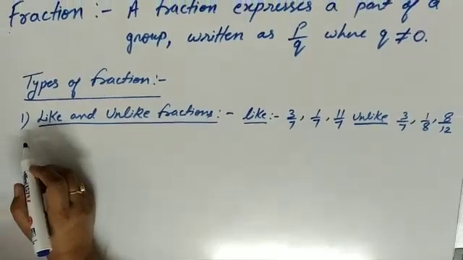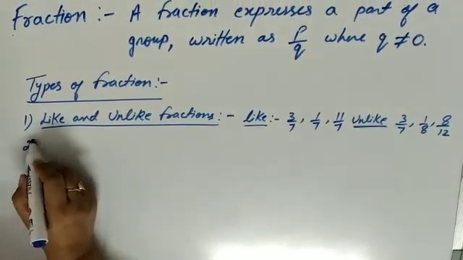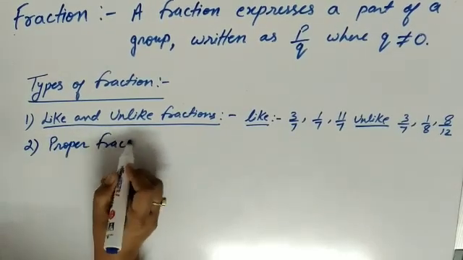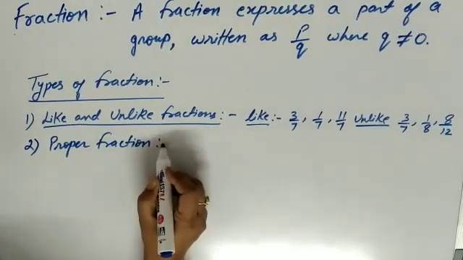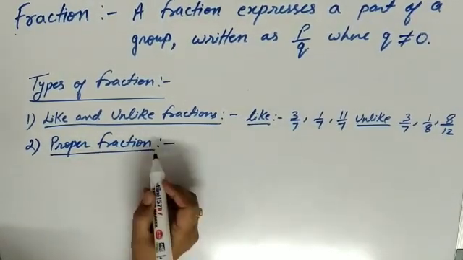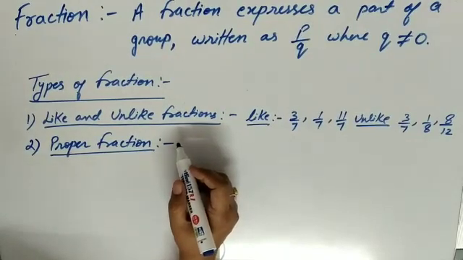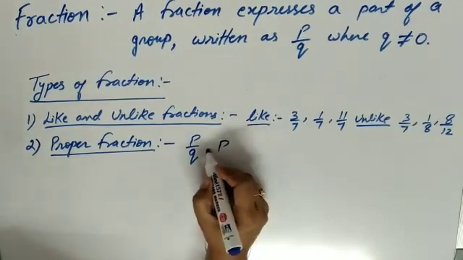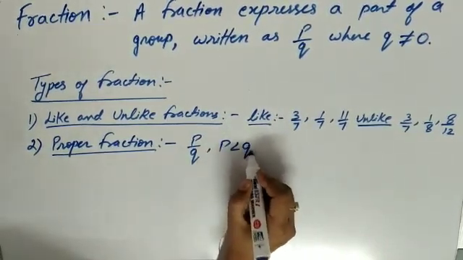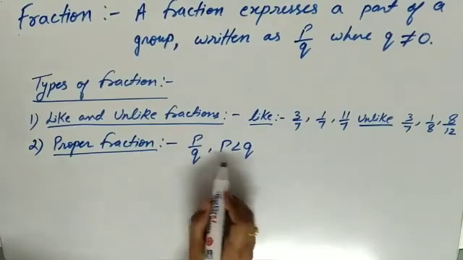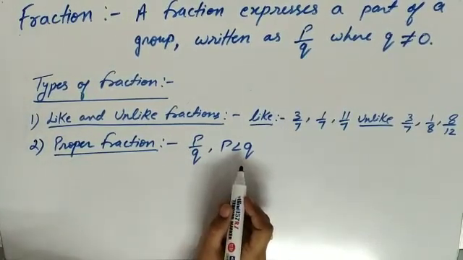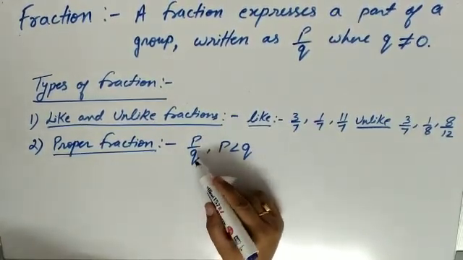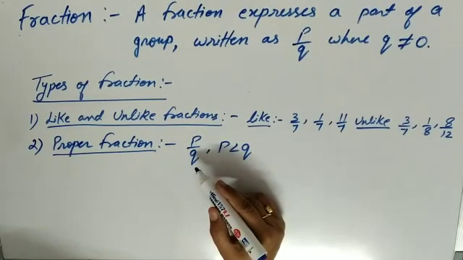Now we move to the next one, proper fraction. Whenever a fraction is expressed in the form of P upon Q and P is smaller than Q, the fraction is said to be a proper fraction. Means the numerator should be smaller than the denominator. Such a fraction is called a proper fraction.